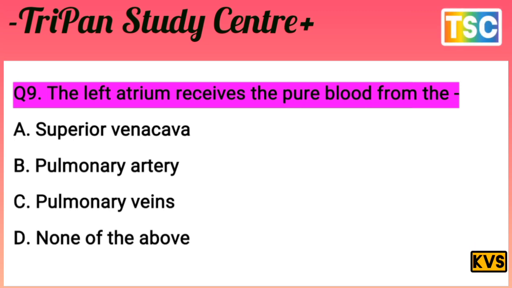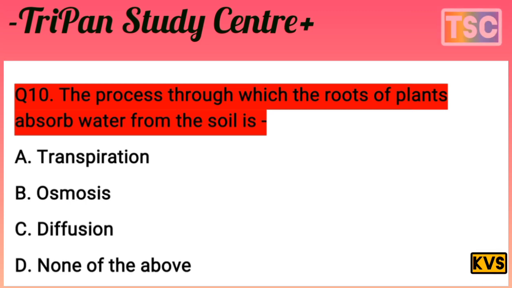Let's see the next question on your screen. The process through which the roots of plants absorb the water from the soil is: A. Transpiration, B. Osmosis, C. Diffusion, D. None of the above.